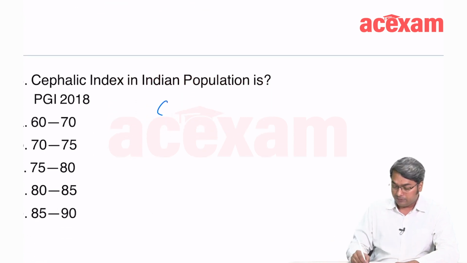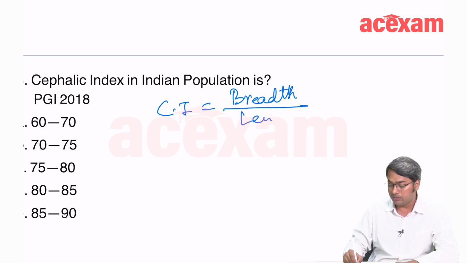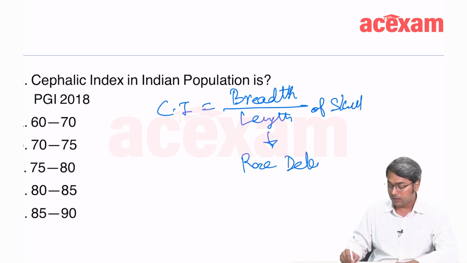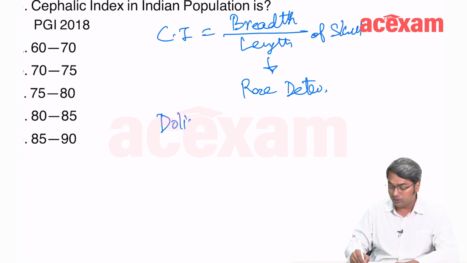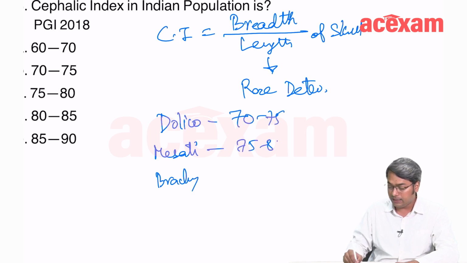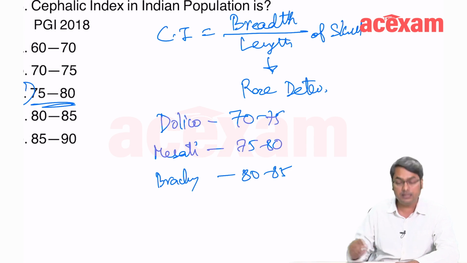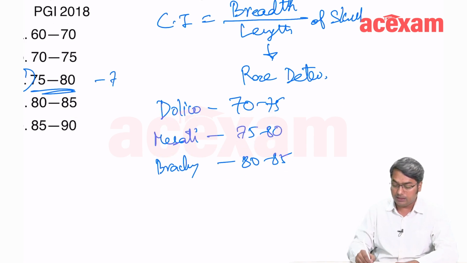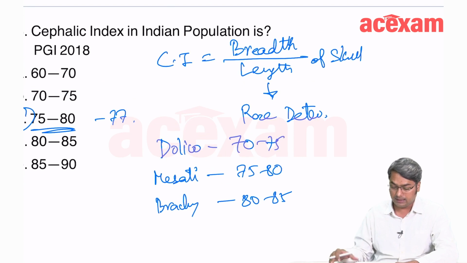Cephalic index in the Indian population. Cephalic index is given by the maximum transverse breadth of the skull divided by the maximum length of the skull. This is for race determination. As per the cephalic index, there are three races: dolichocephalic, mesaticephalic, and brachycephalic, with values 70 to 75, 75 to 80, and 80 to 85. Indians are mesaticephalic, so the Indian skull is between 75 to 80. The value for the Indian skull is 77. So the answer is C.